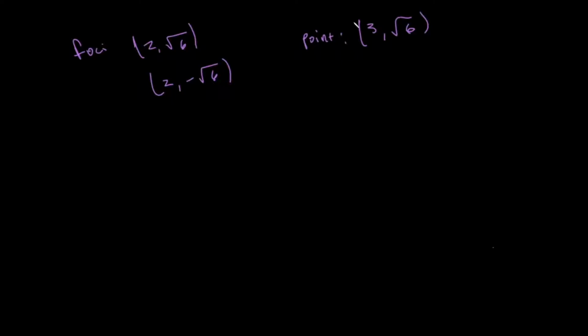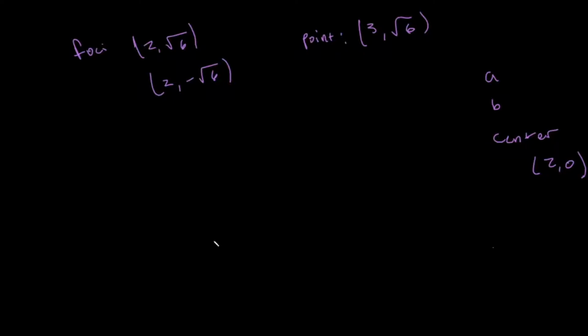So, what do we need for our equation? We need A, B, and the center. Actually, none of these three things we currently have, but since the foci are directly opposite the center, I know the center will be in between them, or otherwise the center will be at 2 comma 0.